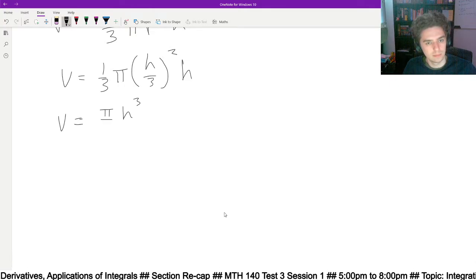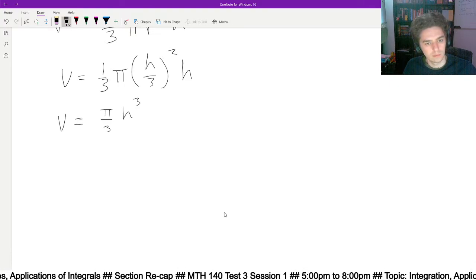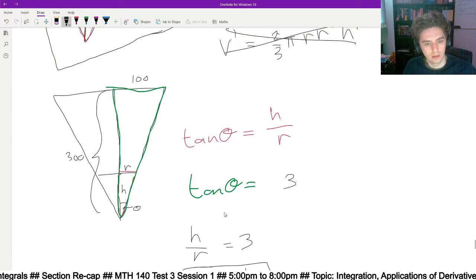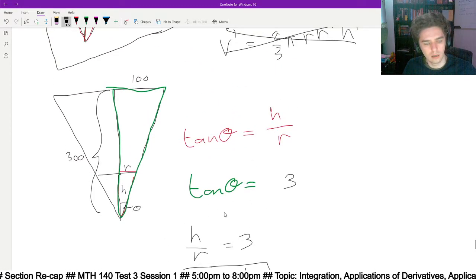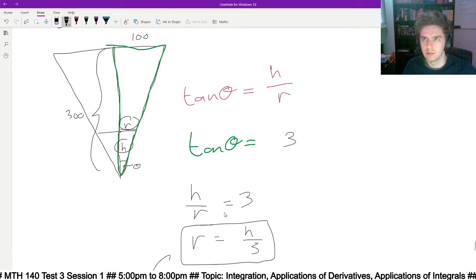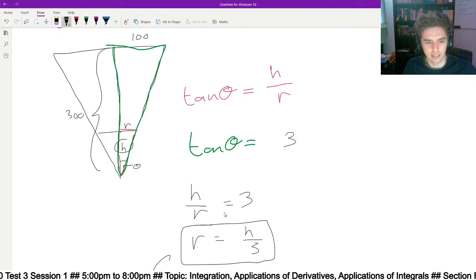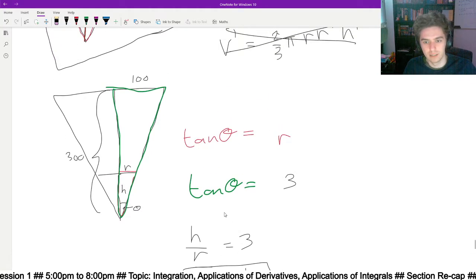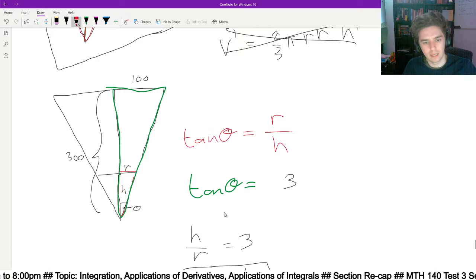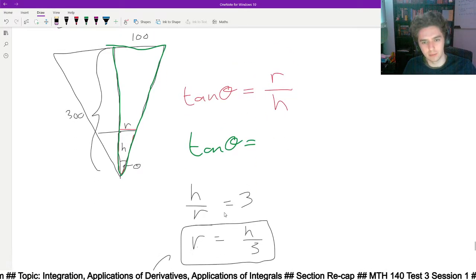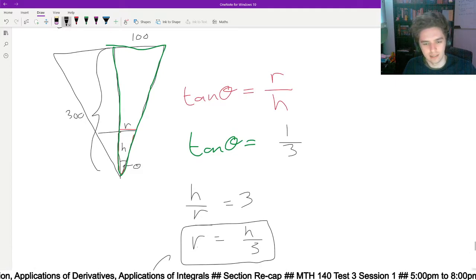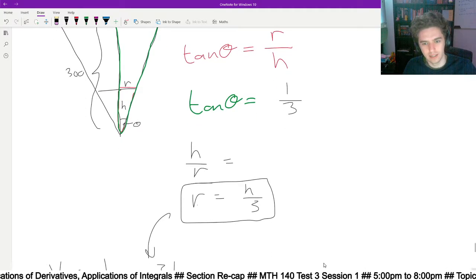Excuse me? Isn't tan theta supposed to be opposite over adjacent instead of adjacent over opposite? So it would be r over h? Oh, yeah. How did I do that? Opposite over adjacent is r over h. Yeah. It actually doesn't matter. I sounded so confident. Yeah. It doesn't matter, but you're probably right. But I'll just do it. Sounded so confident saying that and didn't do it.